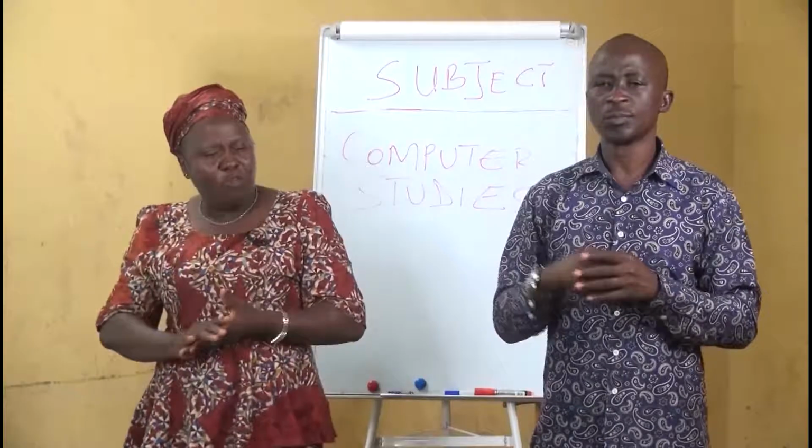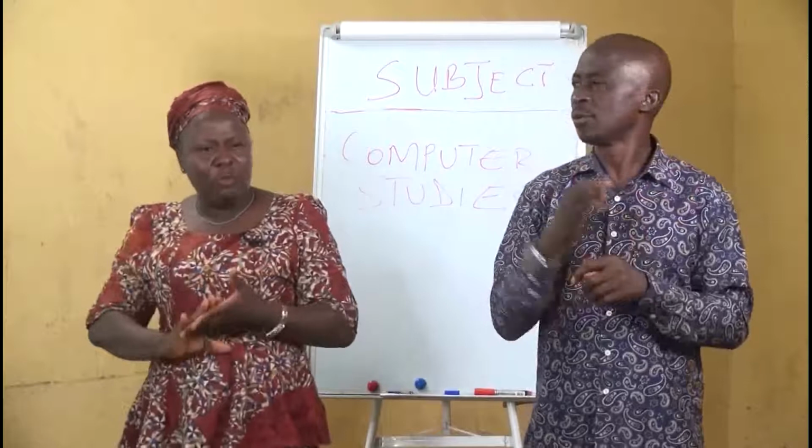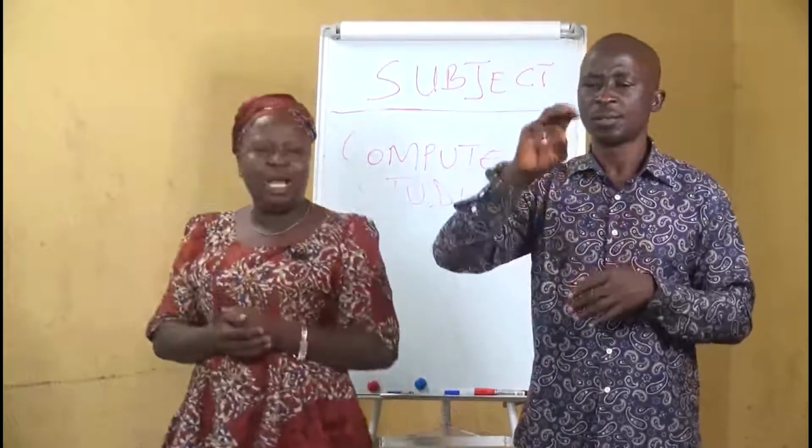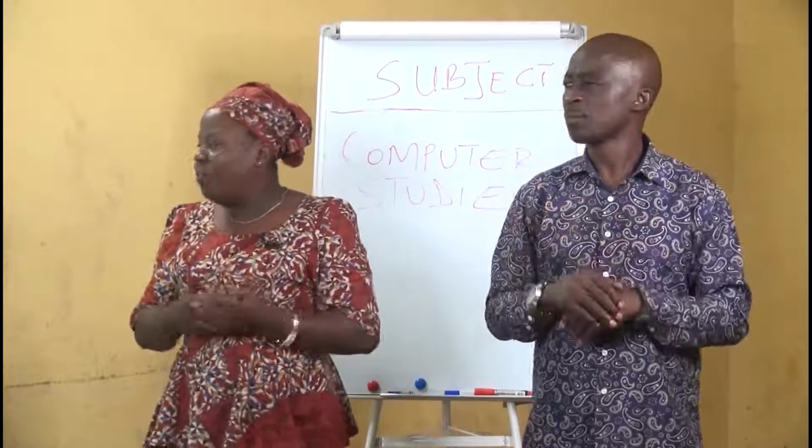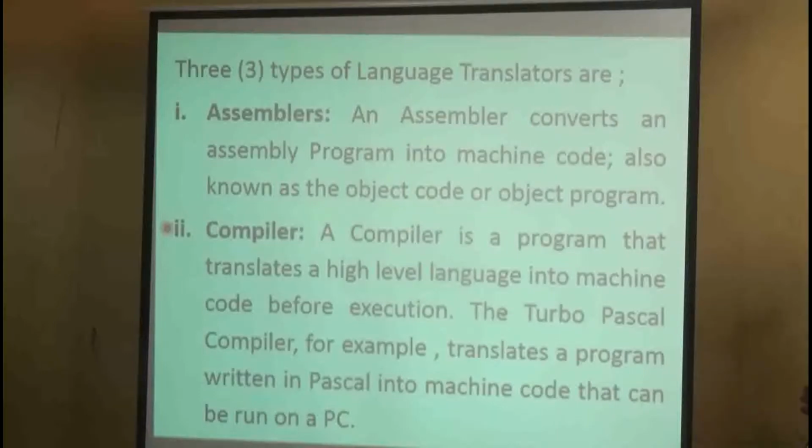The second type of translator that we have is our compiler. A compiler is a program that translates high-level language into machine code before execution. The Turbo Pascal compiler, for example, translates a program written in Pascal into machine language code that can be run on a computer.